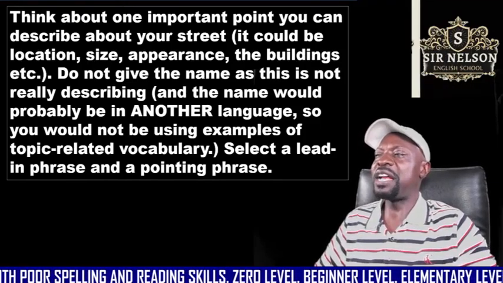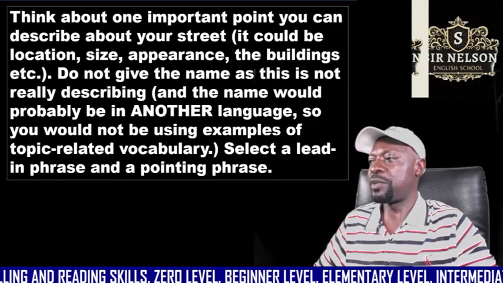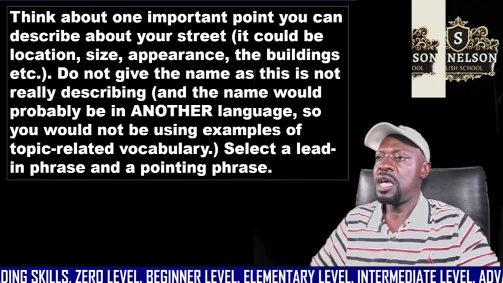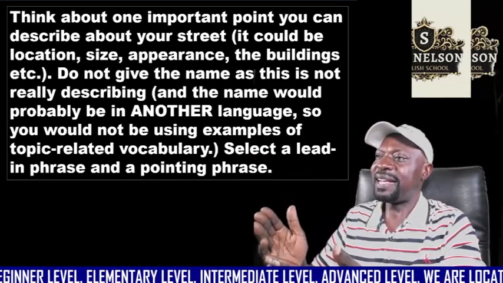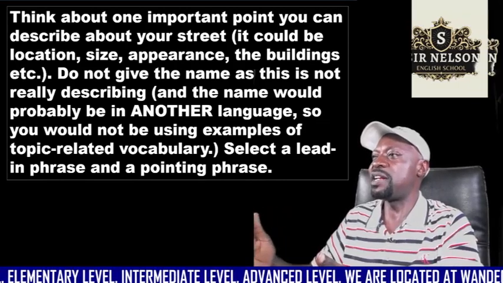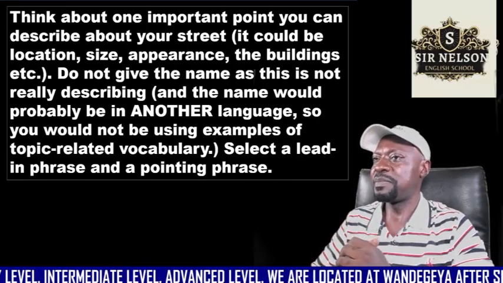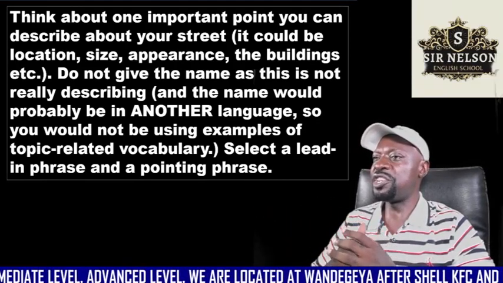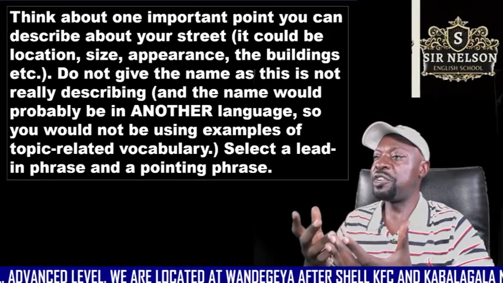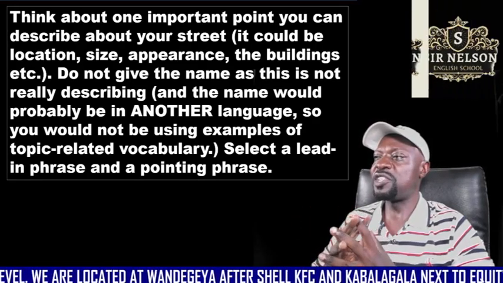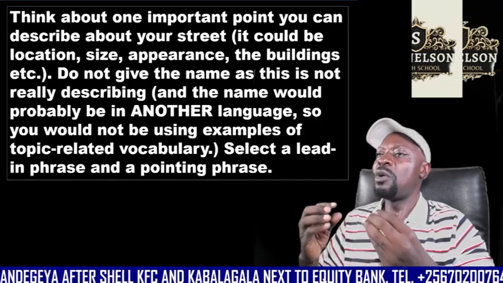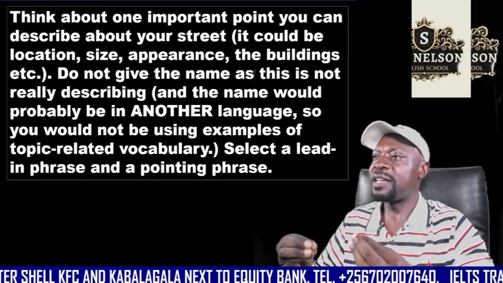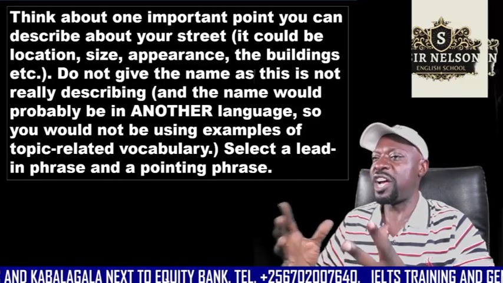Think about one important point you can describe. Whenever you're describing anything, don't describe in general. Break it down and get the characteristics of what you are describing. When you are describing a street, you could talk about the location of the street, the size of the street, the appearance, the buildings, etc. Whenever you're describing something, break it into features.